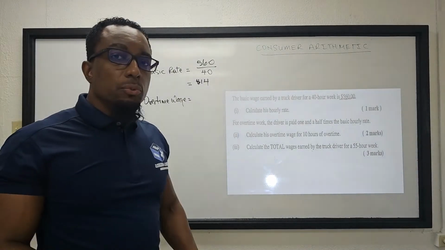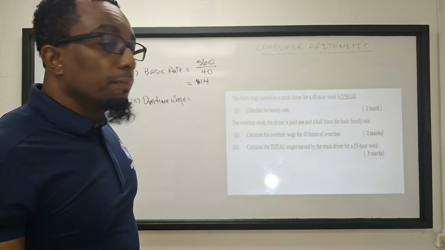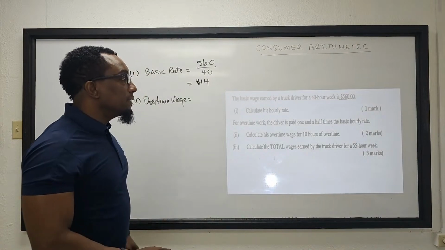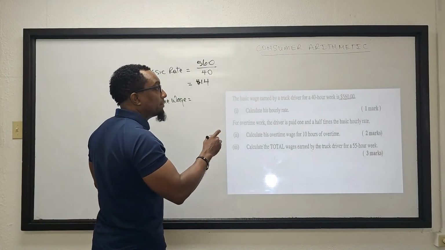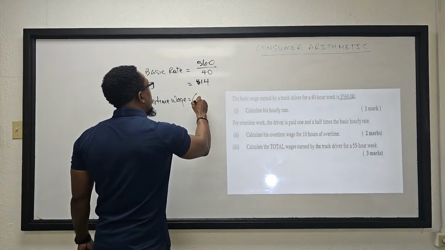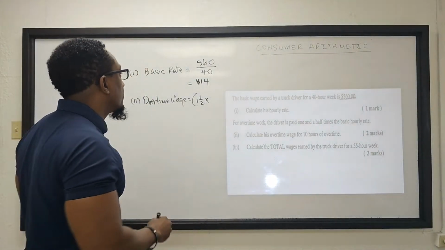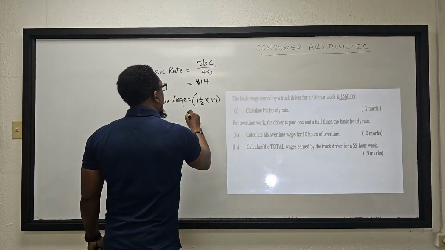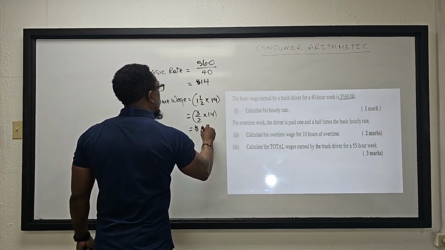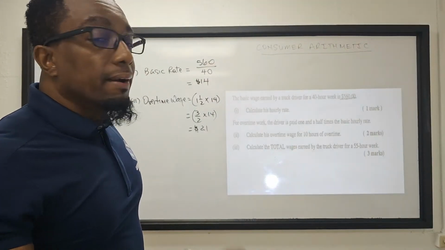His overtime wage will be his overtime rate times the number of hours worked overtime. So his overtime rate will be, he worked overtime and is paid time and a half. That's 1 1/2 times his basic hourly rate, the same as time and a half, which is $14. That's 3/2 times 14. That will give us $21. So that is the overtime rate.